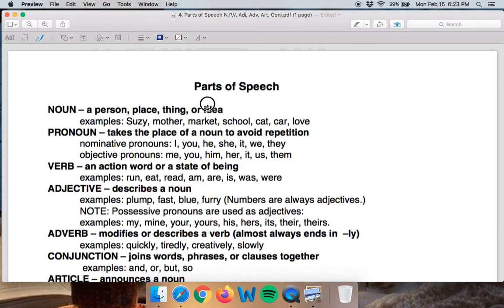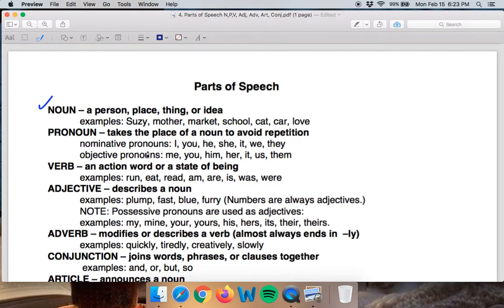So the first part of speech that we want to look at is the noun. We want to think about what a noun is. And a noun is very simple. It's a person, a place, or a thing. Sometimes people say a person, place, thing, or idea. But I think ideas are kind of things, right? An idea is a thing. So I think it's just as simple to say a person, place, or thing.